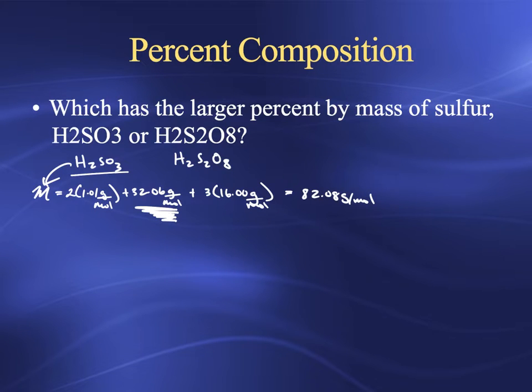And if I want the percent composition of sulfur, well, this is all the mass due to sulfur right there. Okay, so if I want the percent sulfur, that's going to be 32.06 grams per mole divided by the molar mass of the whole compound, 82.08 grams per mole times 100. Okay, so for this first one, 32.06 divided by that number times 100, we get 39 point, and we'll just round this to the tenths place, 39.1% sulfur.